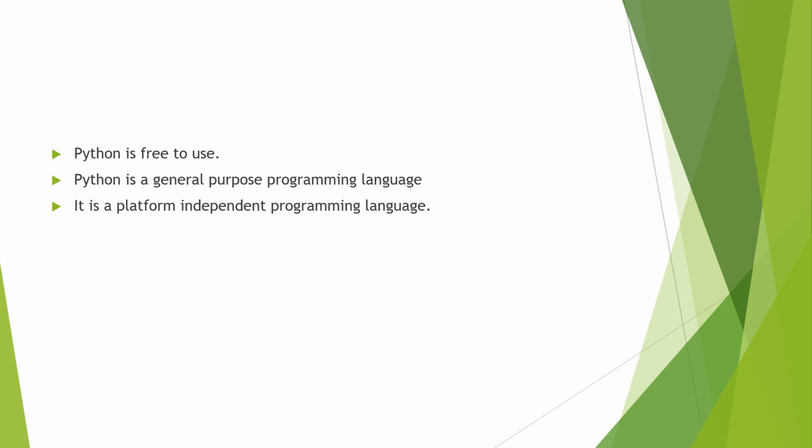So Python is a free to use language, which means it can be downloaded freely and used on any platform. It can also be termed a general purpose programming language. It's not for a specific purpose, it can be used for any purpose. It can also be termed a platform independent programming language. Why? Because it can run on any platform, be it a Windows environment or any other environment like a Macintosh, it will work well.